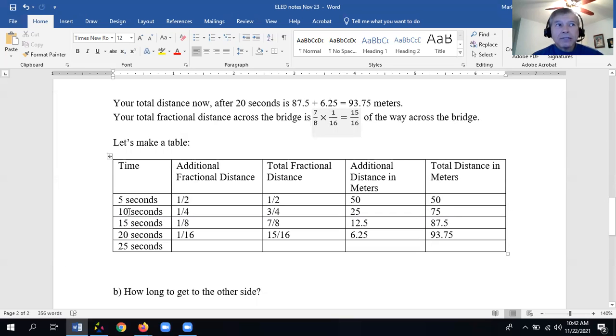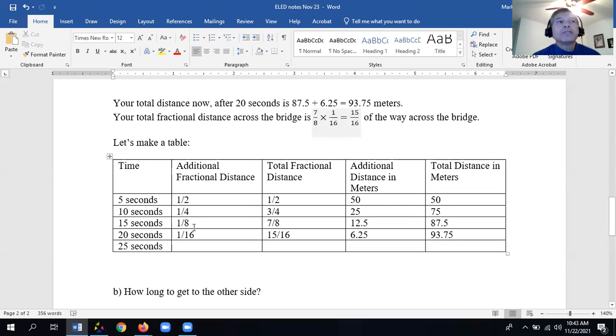So the next 5 seconds goes by, and you walked half the distance remaining. So you added another 1/4. The additional distance that you walked was 1/4. Adding the 1/4 to the 1/2, you get to a 3/4 total distance across. So 1/4 of the 100 meters is 25 meters, and the total distance that you crossed the bridge in meters is 75 meters. So you can see a pattern here.